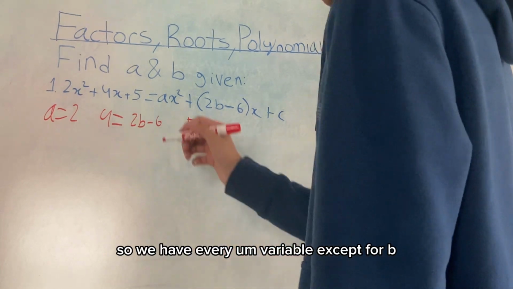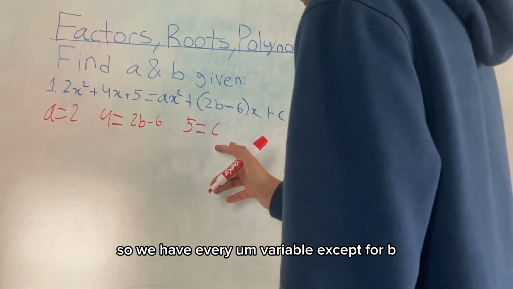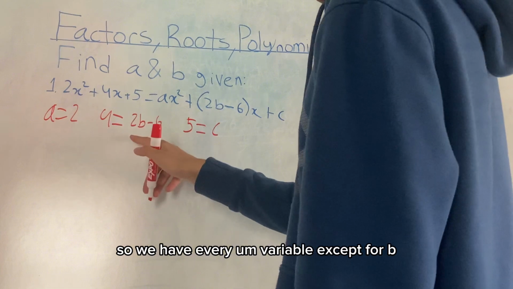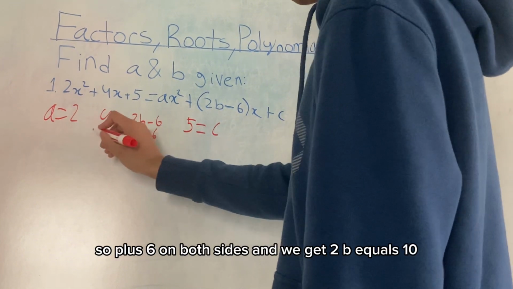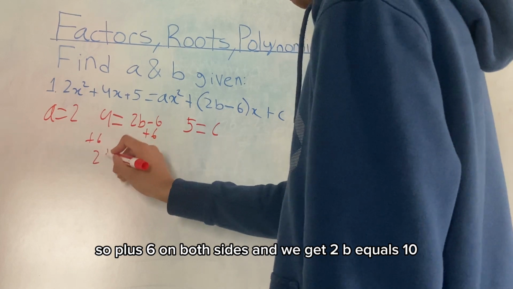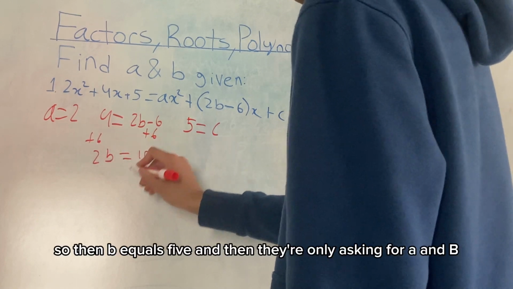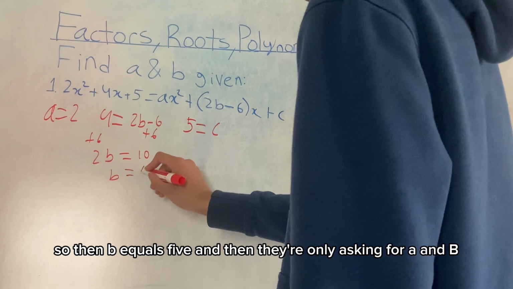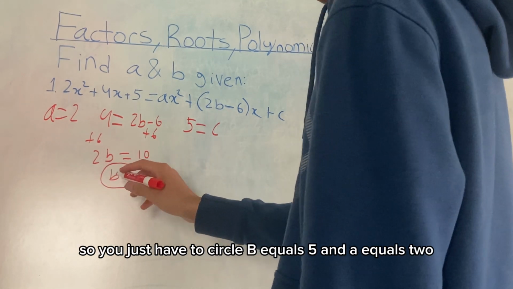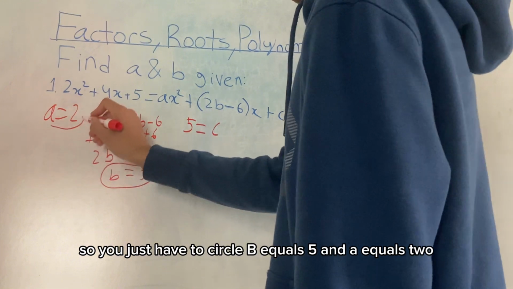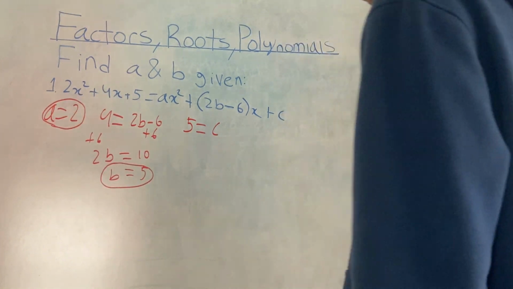So we have every variable except for b. So all we can do now is just solve for b. So plus 6 on both sides, and we get 2b equals 10. So then b equals 5. And then they're only asking for a and b, so we just have to circle b equals 5 and a equals 2.